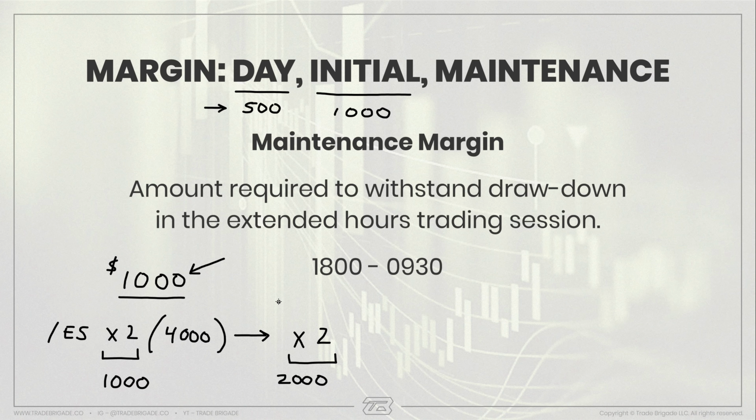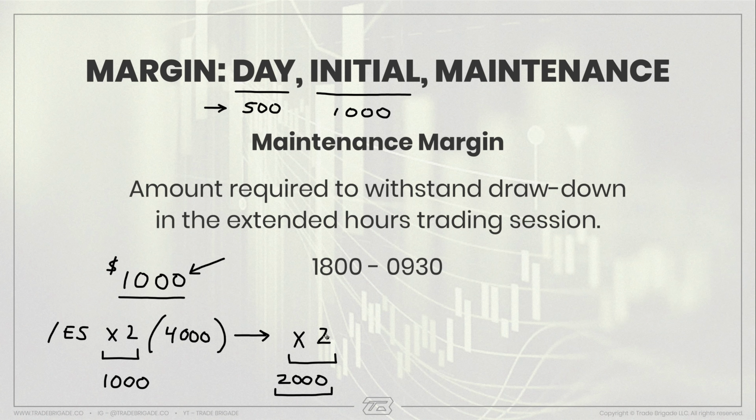Your broker will give you a phone call and they're going to ask you, hey, would you like to liquidate your position to get rid of this and bring your margin back into check? Or would you like to add more money to your account and bring the value up to the initial margin requirement? So in this case here, you would have to deposit another $1,000 to meet this $2,000 margin requirement.